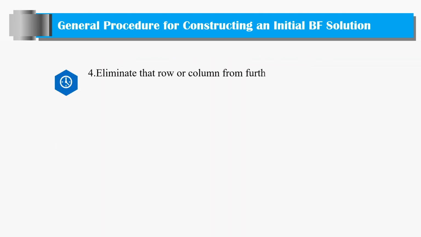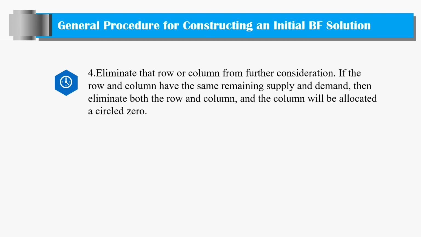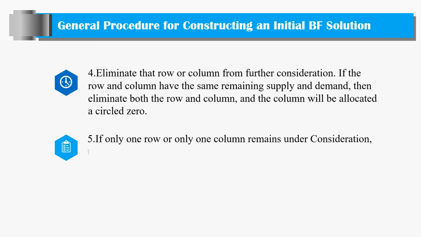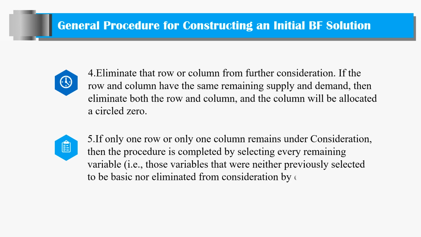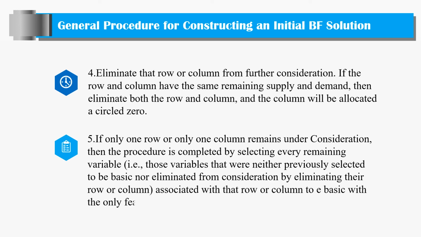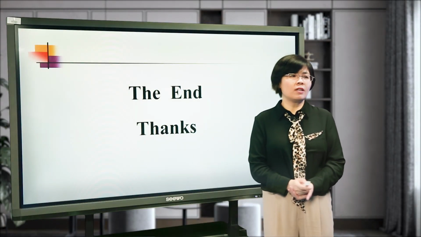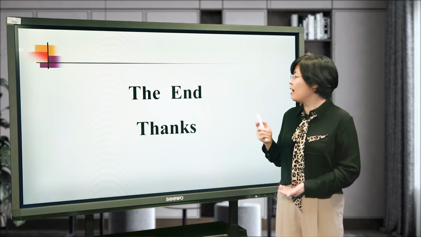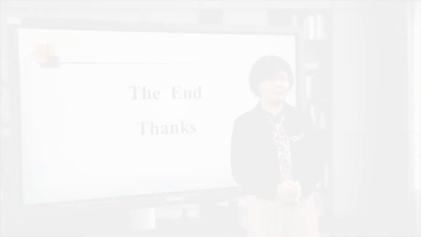Fourth, eliminate the law or claim from further consideration. Fifth, if only one law or only one claim remains under consideration, the procedure is completed by selecting every remaining variable, otherwise return to step 1. Okay, that's all for the initial BF solution. Thanks.